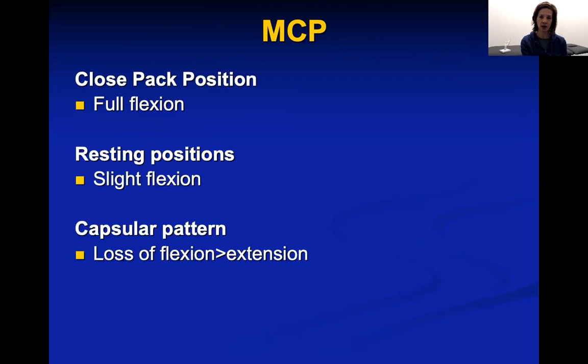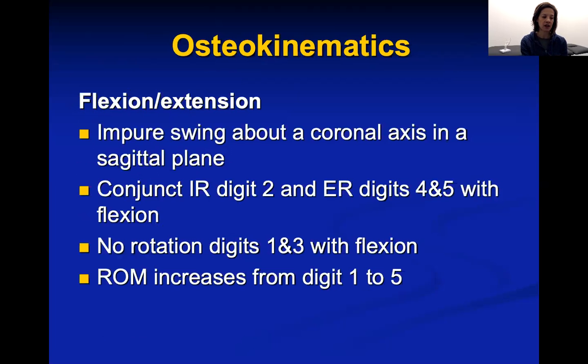So it's a capsular pattern if you've lost that. Normal end feel will be capsular. Flexion extension is an impure swing about a coronal axis in a sagittal plane. And again, because we've got that folding and fanning happening, we have that conjunct rotation as well. Don't forget the thumb is not involved, and the base in the middle is the pillar, the 3rd row.